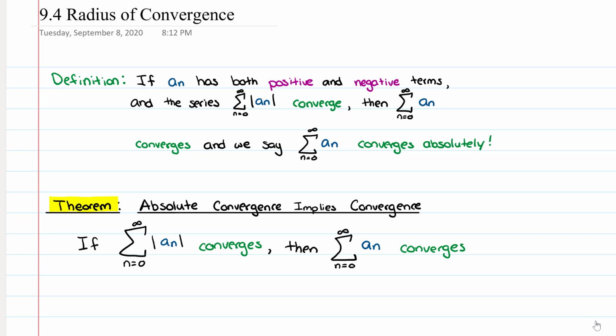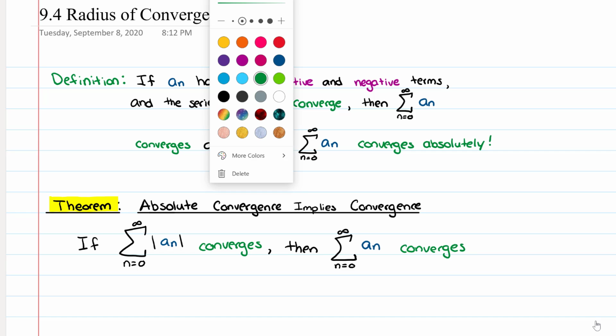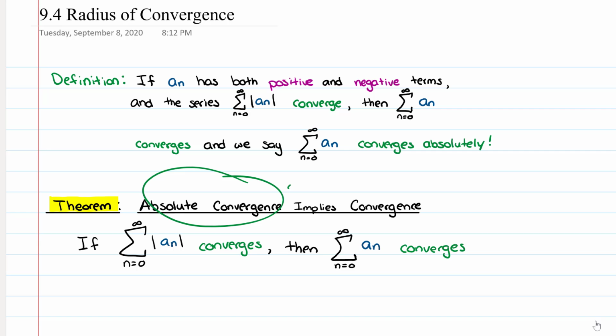So the theorem of absolute convergence implies convergence. So if we can show that something absolutely converges, then we've shown that the regular function converges. So the theorem says if the series of the absolute value of a sub n converges, then the series of a sub n will also converge. This is very useful when you deal with functions like sine and cosine or something that alternates, because you can get rid of that negative.